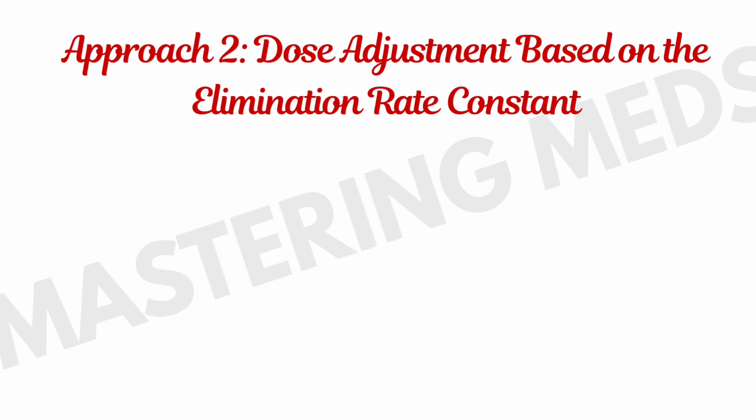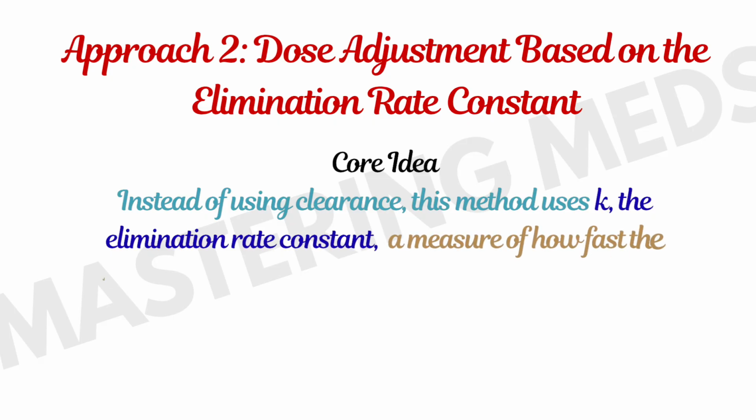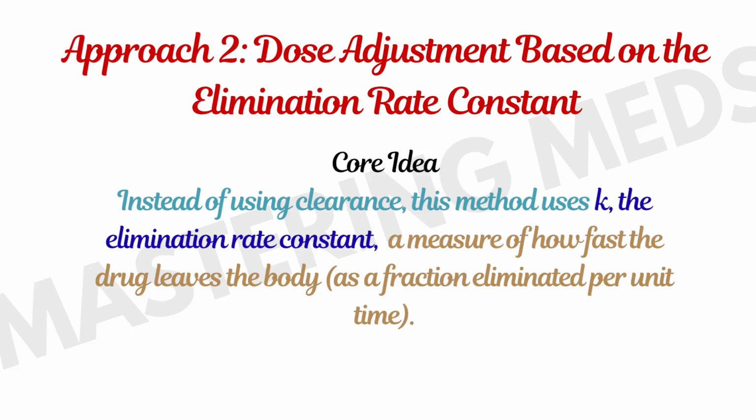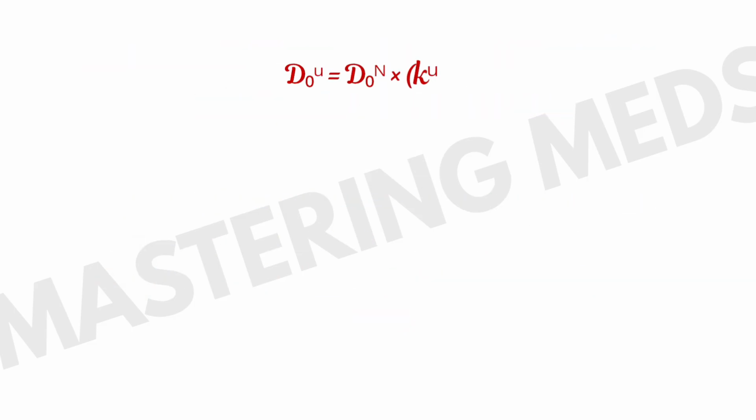Approach 2, dose adjustment based on the elimination rate constant. Core idea. Instead of using clearance, this method uses K, the elimination rate constant, a measure of how fast the drug leaves the body, as a fraction eliminated per unit time. The equation is as follows.